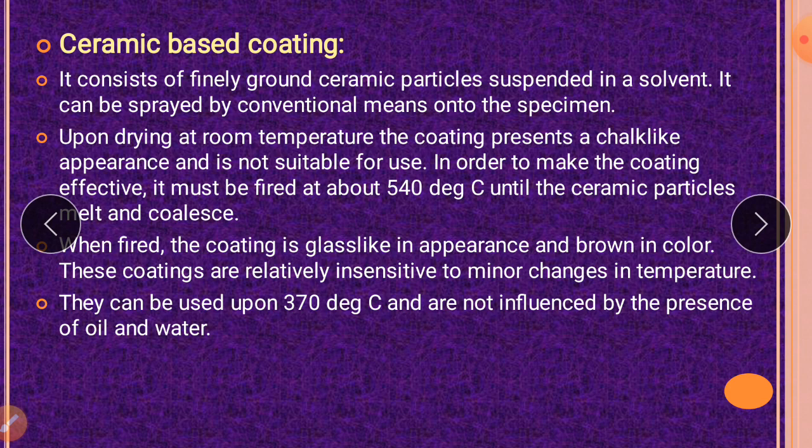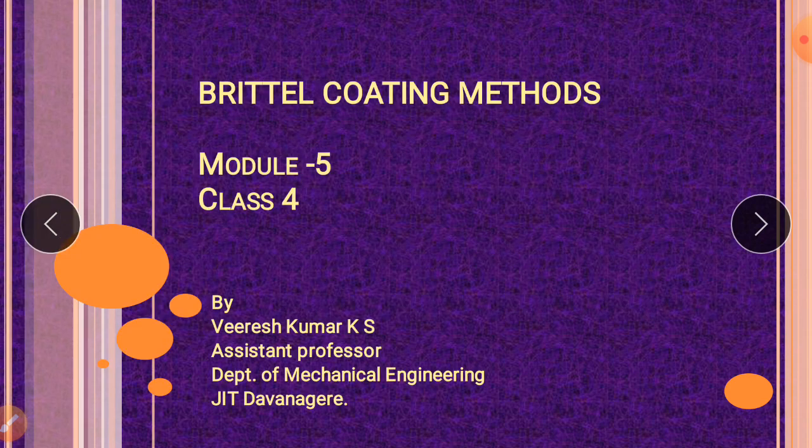It is nothing but ceramic type material, with the particles suspended here. After spraying, it is heated. So it turns into a glass-like coating over the surface. And after that the surface is used for testing purposes. It can be used up to 370 degrees centigrade.